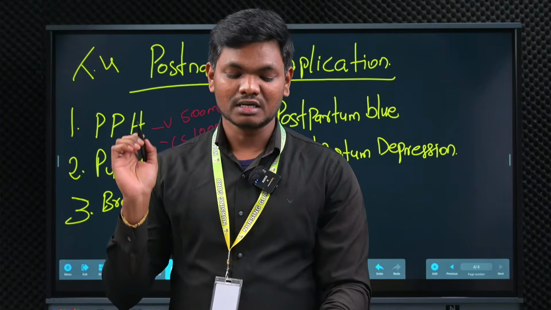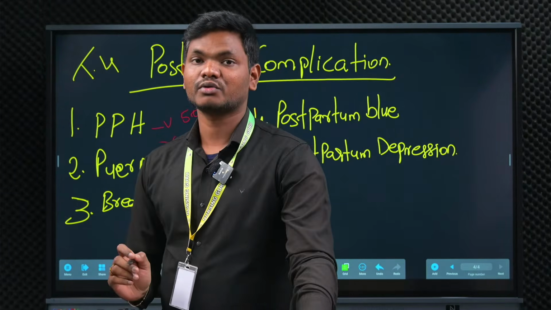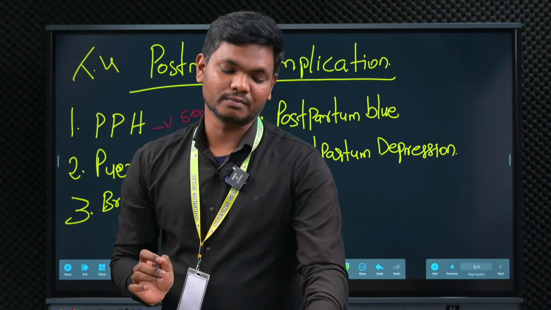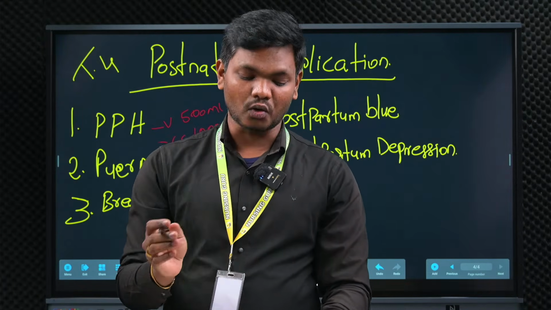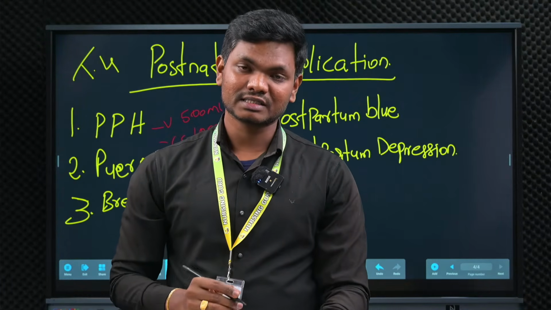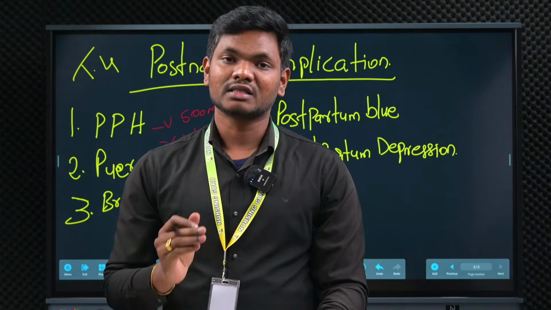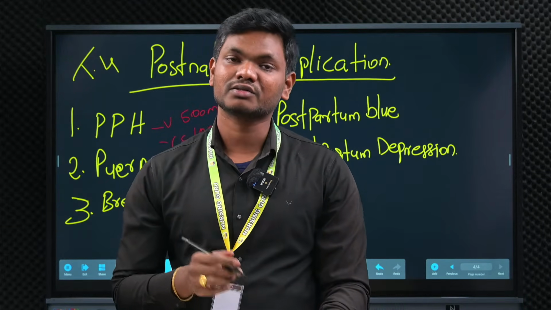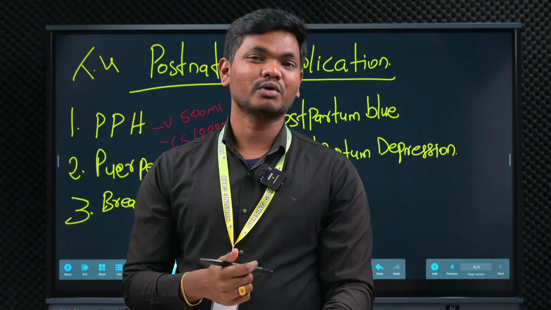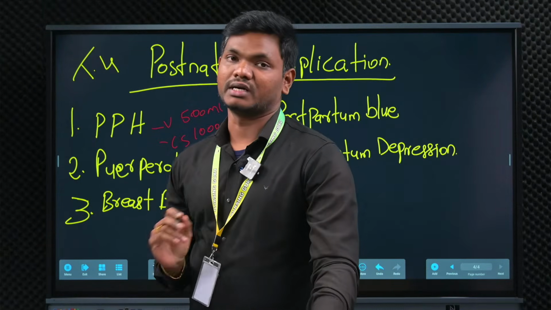Then the fourth one refers to thrombin. Thrombin means blood clotting problems. When the woman is having clotting problems, that may lead to heavy bleeding. So these are the four main causes of PPH.